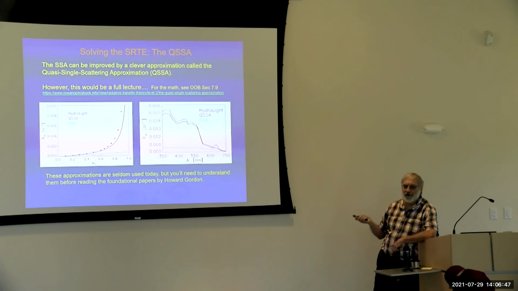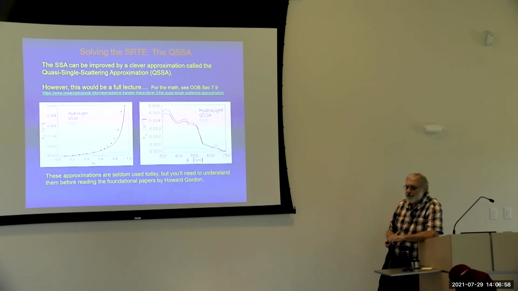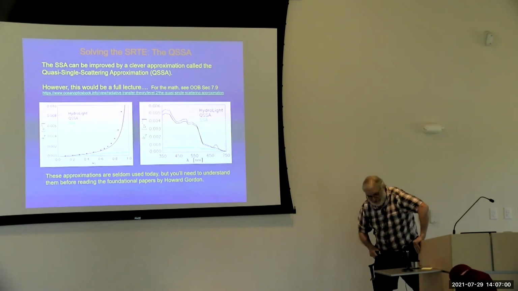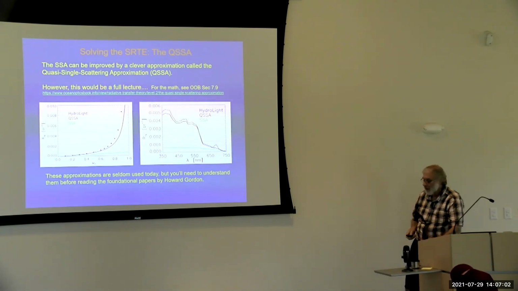It's where you get things like remote sensing reflectance is proportional to bb over a plus bb. And then there's stuff out front that comes from the solution, and that's from the quasi-single scattering approximation.